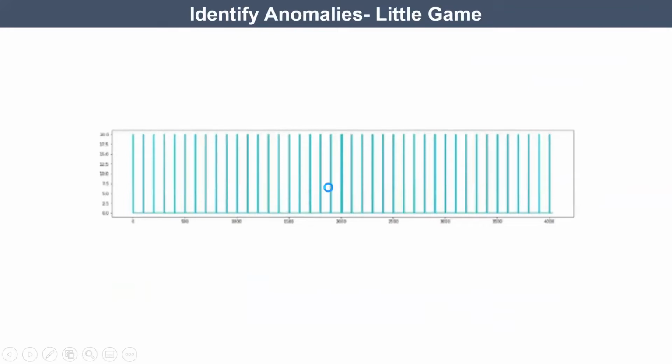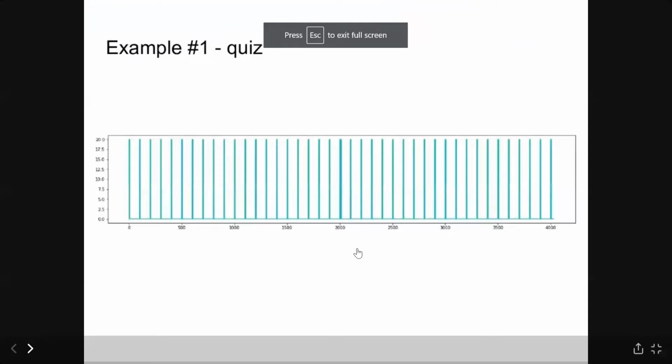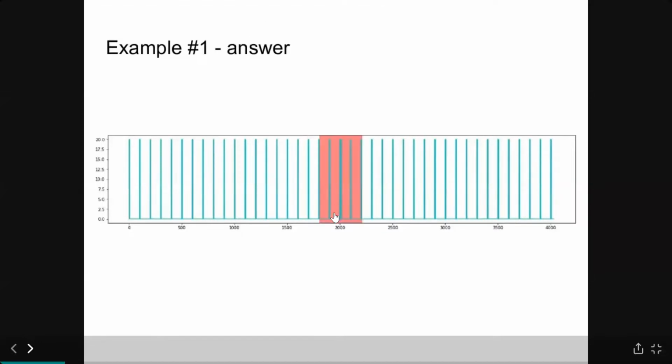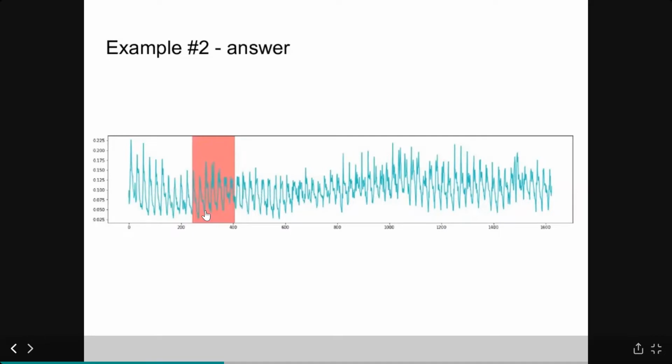So there's a nice link over here, just to see if we can identify anomalies by eye all the time. Here it looks like an anomaly here to me, which is correct. I haven't memorized the answers right away, I'm just looking. But here it is more difficult to identify. Maybe here, I don't know. No, I'm wrong. It's here. So it's difficult. In this case, it's almost impossible to visually identify such anomalies.